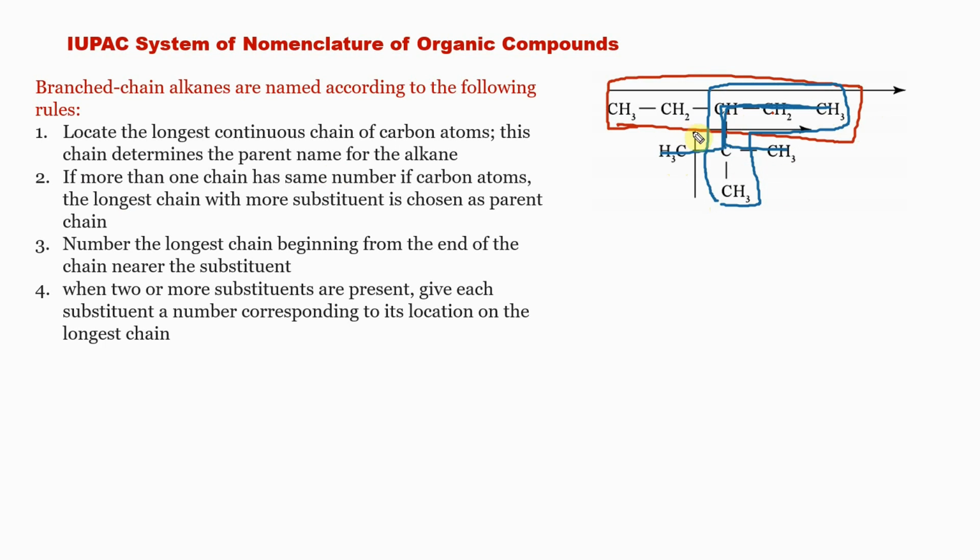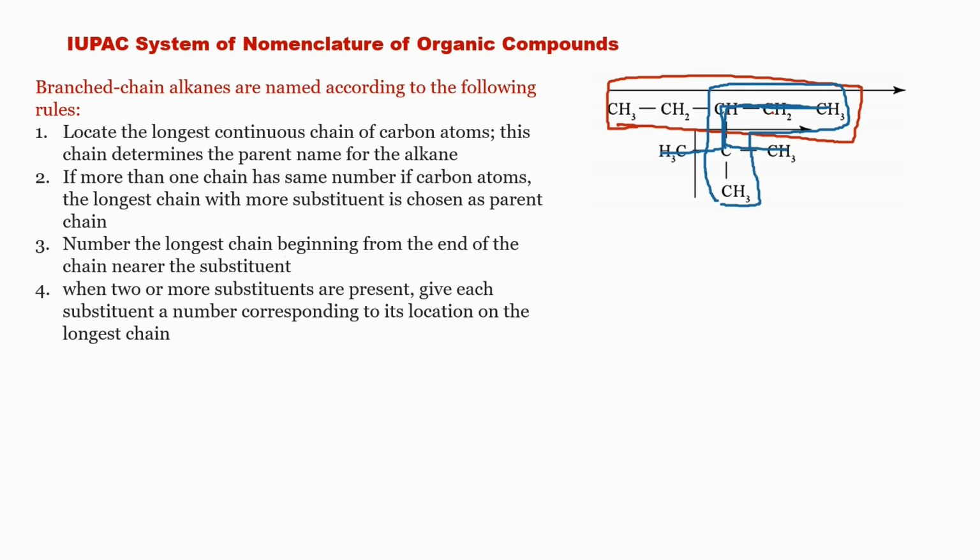Now the competition is between choosing one of the blue ones or one of the red ones. I choose the blue one because more than one chain has the same number of carbon atoms, 5 or 5, so choose the longest chain with more substituents. Since this one has a substituent, I choose this. Then number the longest chain beginning from the end nearer to the substituent.